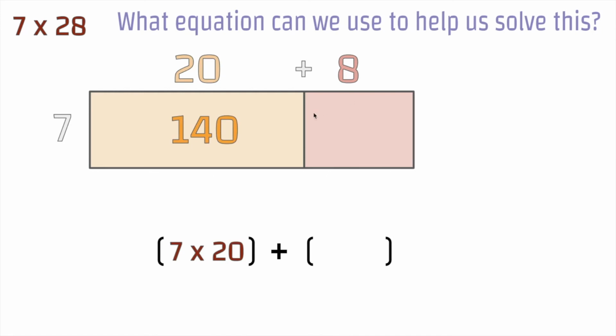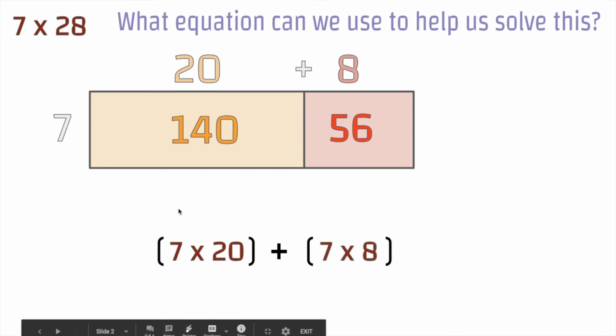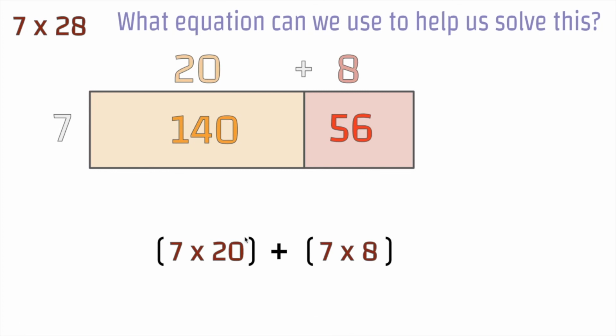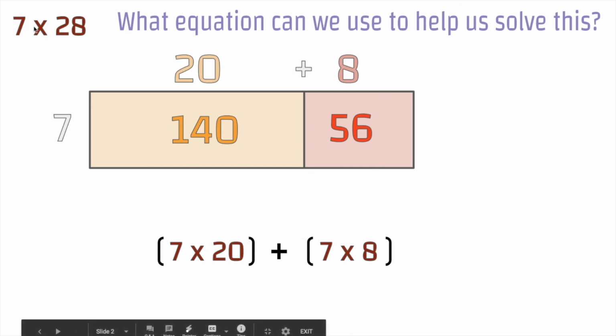And then to find this section, we're going to have another 7 rows, but this time they're going to have 8 in each row. So 7 times 8, and that equals 56. So to solve 7 times 28, we did 7 times 20, plus we did 7 times 8. And altogether, that would give us 7 times 28.